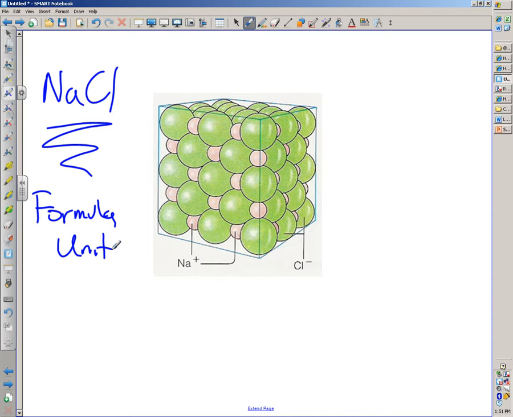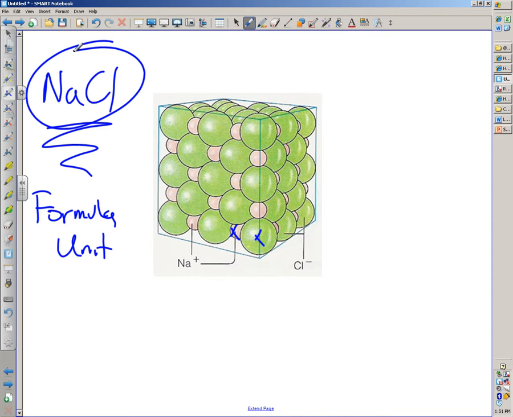So it's just a ratio. You can't necessarily say in this picture that this positive is attached to that negative. You can't say that, because that's really not true. But if you looked overall at the entire crystal, you would see that there are just as many sodium plus ions as there are Cl minus ions. This is the formula unit.